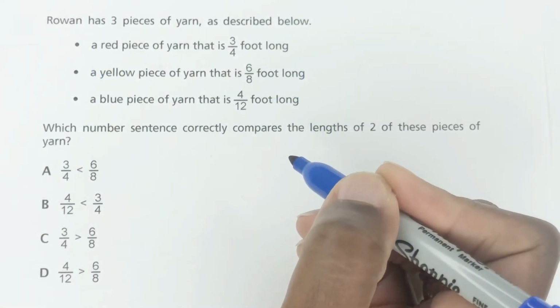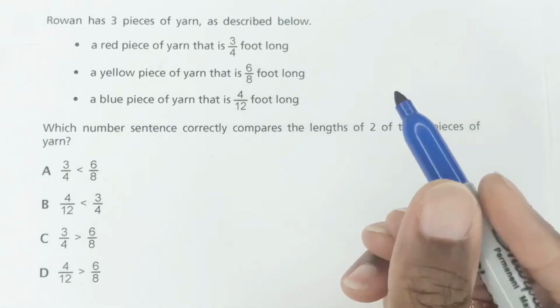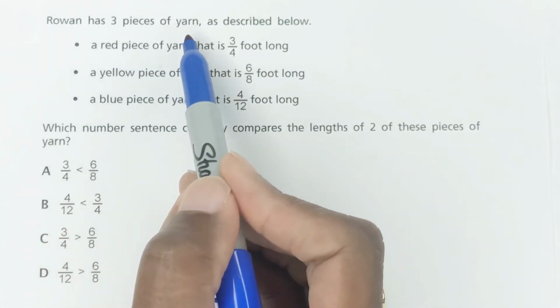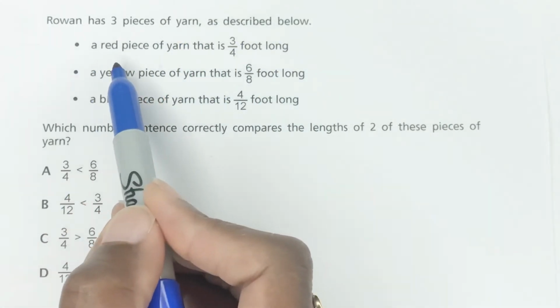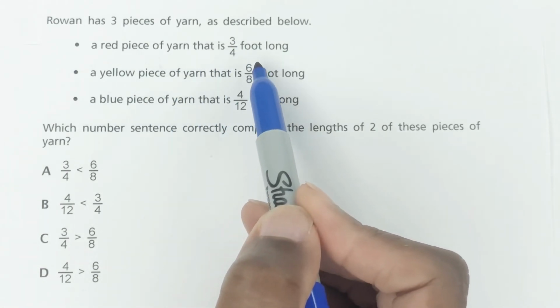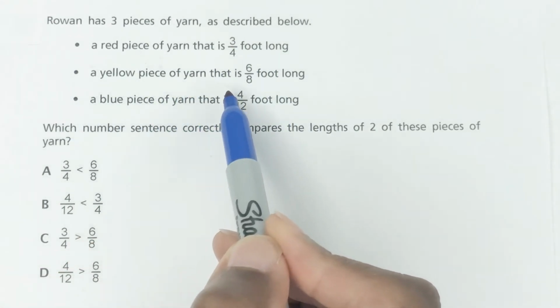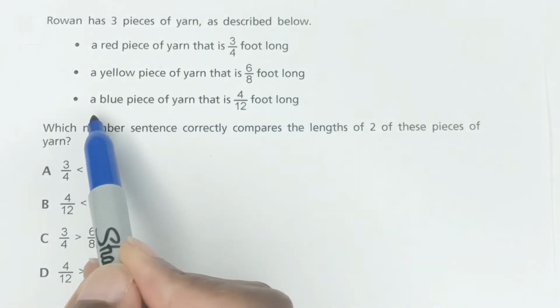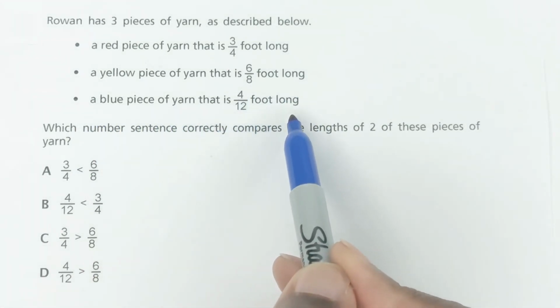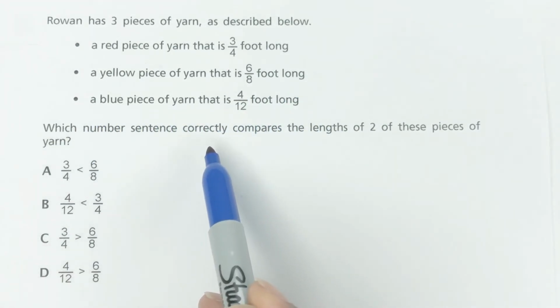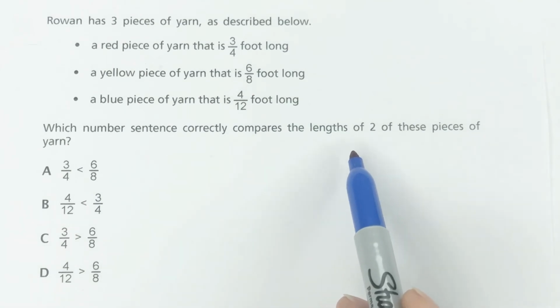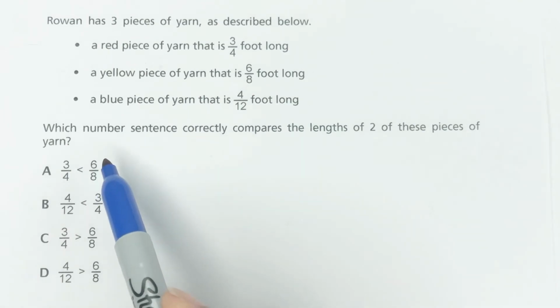Here we have another fraction question. Let's get right in. Rowan has 3 pieces of yarn as described below. A red piece of yarn that is 3/4 of a foot long, a yellow piece of yarn that is 6/8 foot long, a blue piece of yarn that is 4/12 foot long. Which number sentence correctly compares the lengths of 2 of these pieces of yarn?